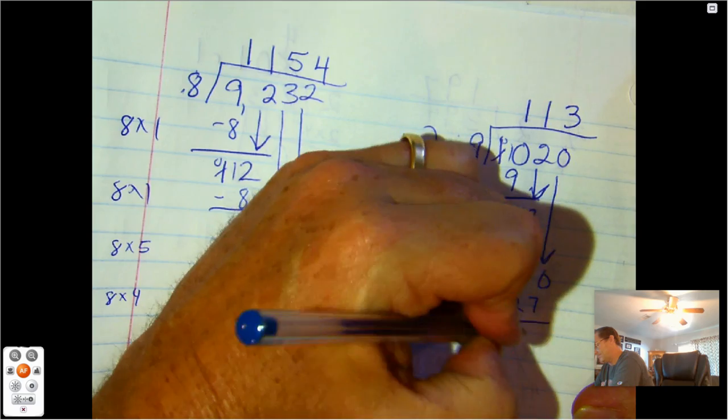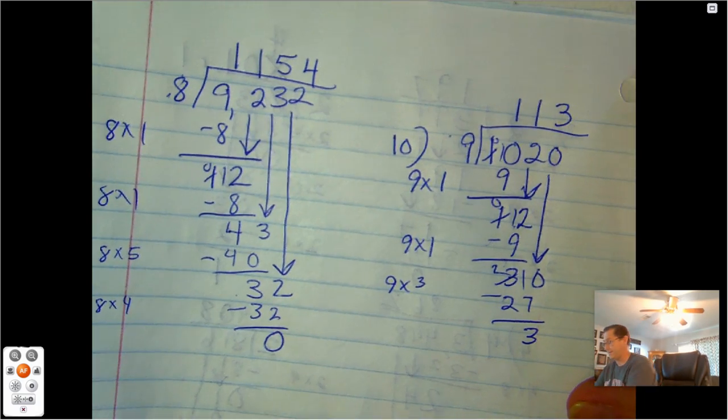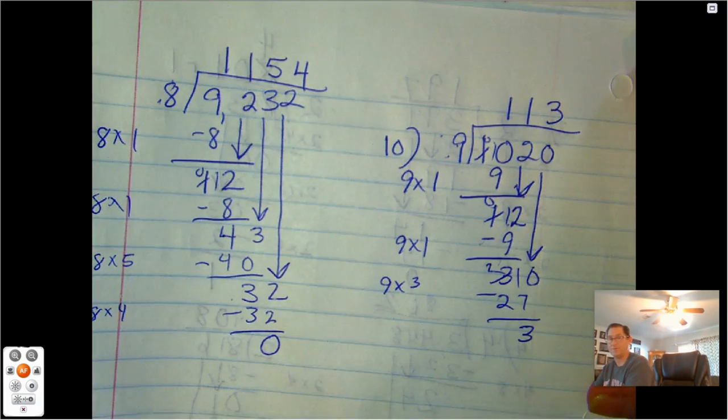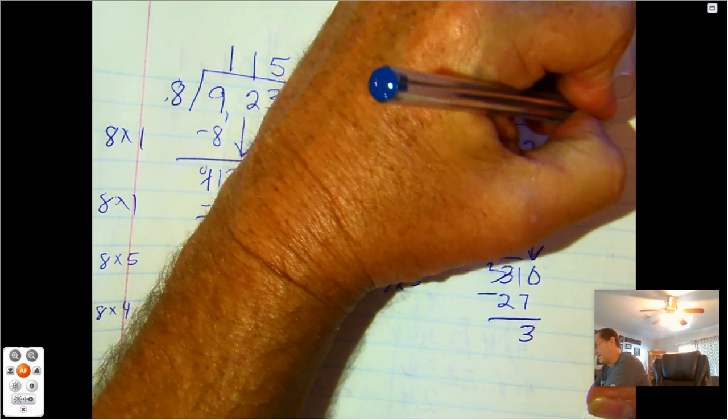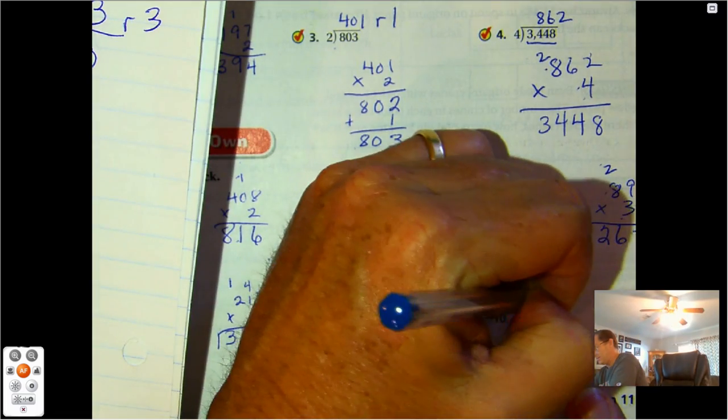9 times 3 is the closest I can get, because 9 times 3 is 27. When I subtract that, I get a remainder of 3. I can't share that with 9, and there's nothing left to bring down. So we're saying our quotient is 113 with a remainder of 3.